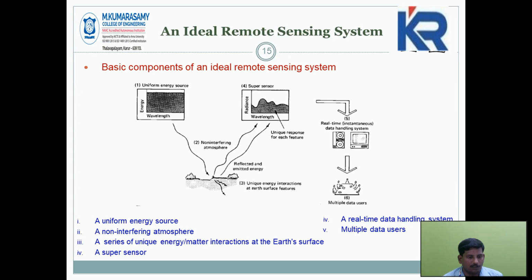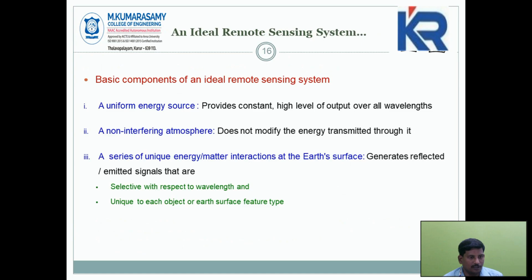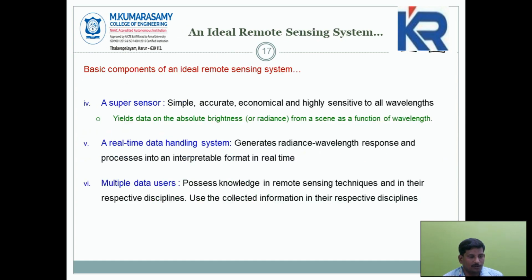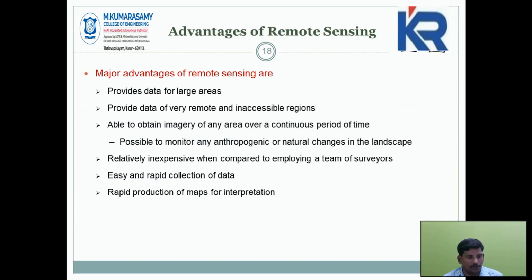Then third, a series of unique energy matter interactions at the earth surface. Fourth, once it is reflected, a sensor will receive the details of the reflected frequency. Finally, a real-time data handling system and multiple data users identify the features on the earth surface. So the basic components of an ideal remote sensing system are a uniform energy source, a non-interfering atmosphere, a series of unique energy matter interactions at the earth surface, a super sensor, a real-time data handling system, and multiple data users.